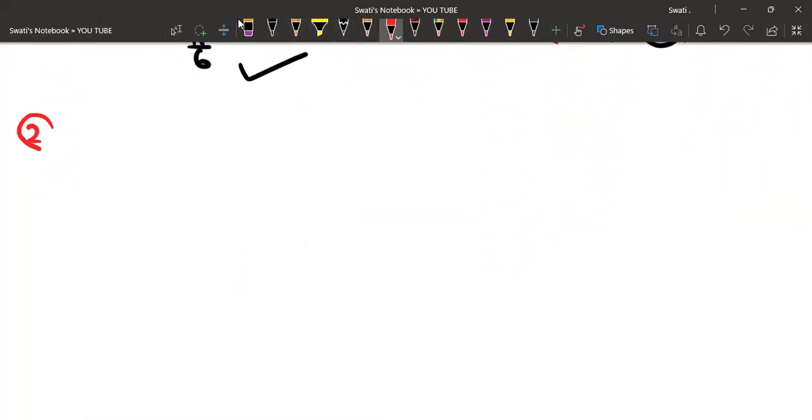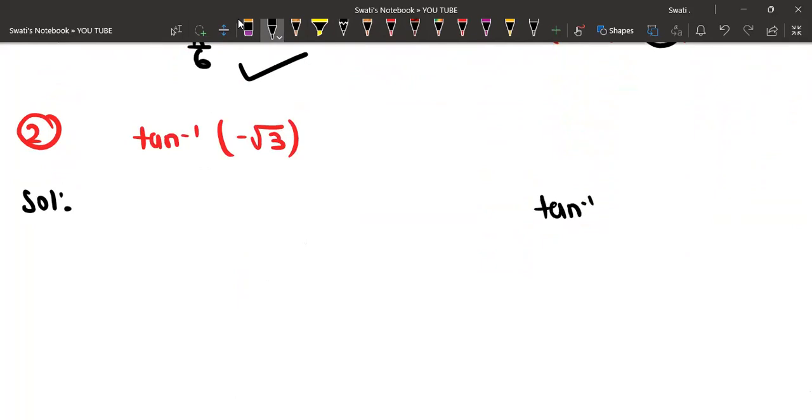In this question, again, we need to simplify this, or in other words, find the principal value of tan inverse minus root 3. There is one thing that we know: tan inverse minus theta can be written as minus tan inverse theta. Using this formula, I can write this as minus tan inverse root 3.